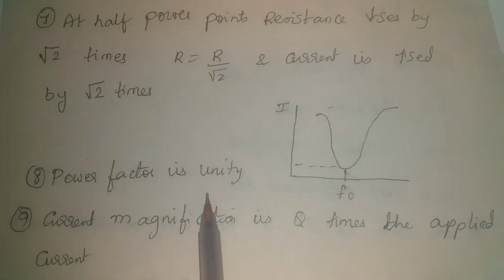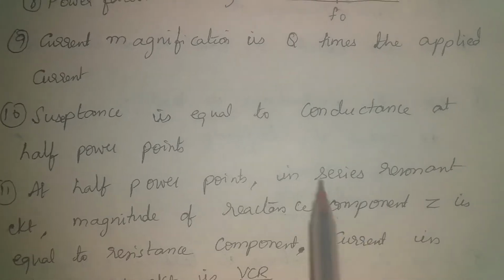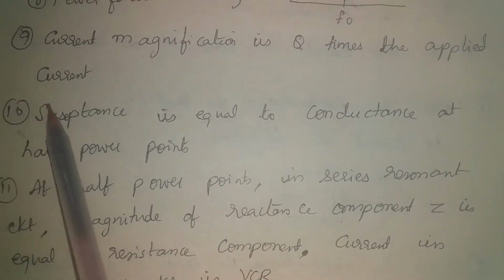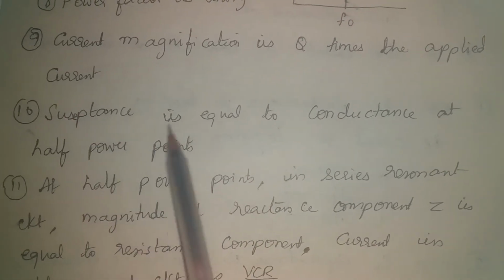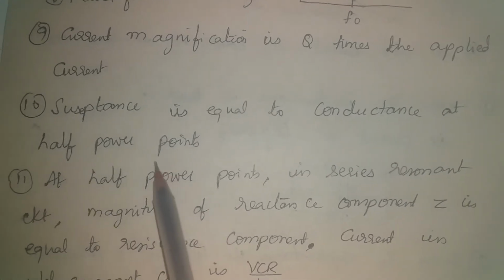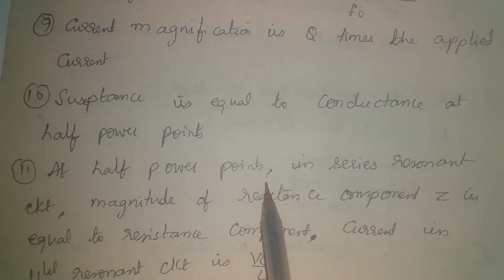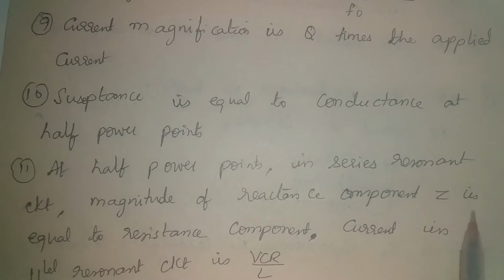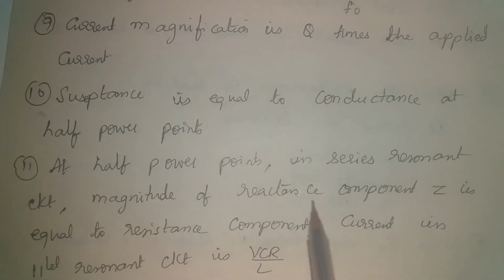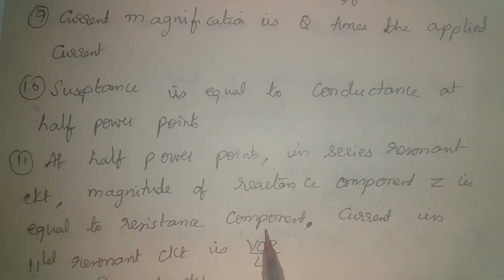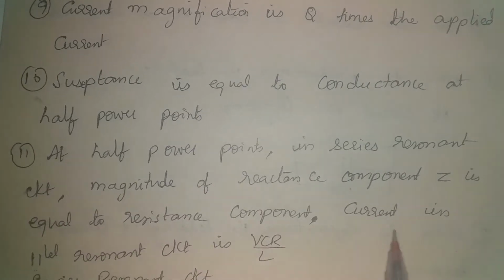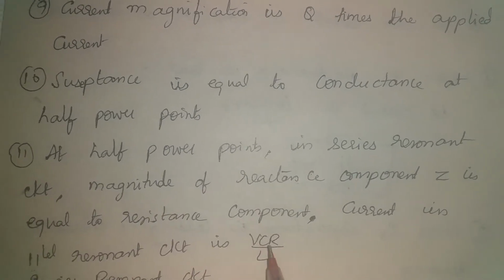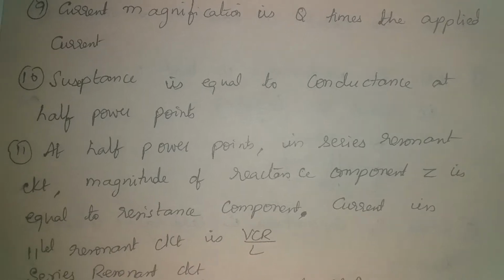Power factor is unity. Current magnification is Q times the applied current. Susceptance is equal to conductance at half power points. At half power points, in series resonant circuit, magnitude of reactance component is equal to resistance component. Current in parallel resonant circuit is VCR by L.